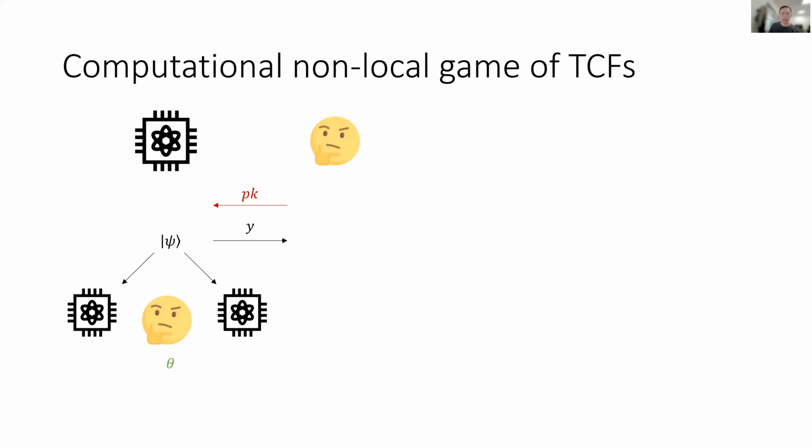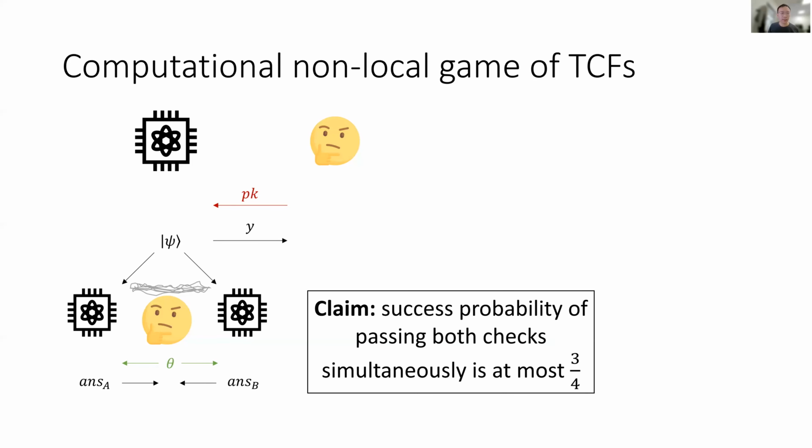In particular, he is going to sample one theta as before, and then send this theta to both halves. Both halves are supposed to report the measurement outcome to the verifier in the middle. To emphasize, the two halves are getting the same theta instead of two independent thetas. Of course, these two halves can be entangled, which is why it is a non-local game. And what we've shown in the paper is that the success probability of any efficient prover that is able to pass both checks is bounded by 3/4, thus negligible.